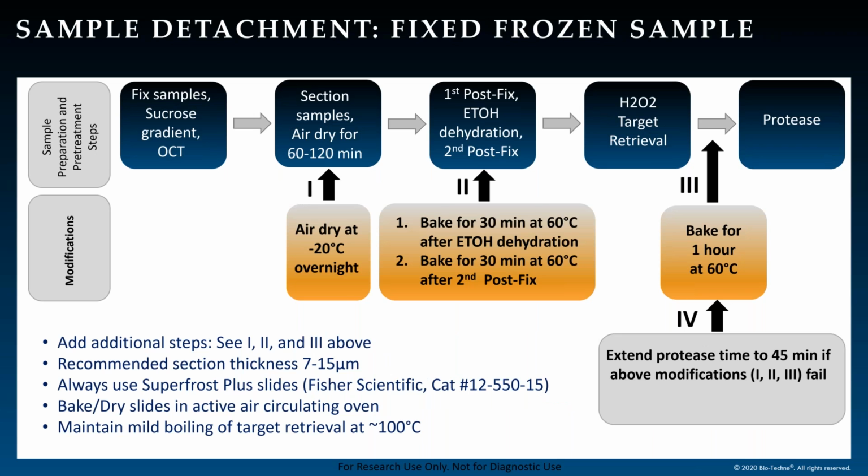For sample detachment issues with fixed frozen tissue, we recommend drying the slides at -20 overnight after cryosectioning and adding a baking step after both post-fixations for 30 minutes at 60 degrees. We have found that the majority of the sample detachment happens after the target retrieval step, and so we recommend adding an additional baking step for 1 hour at 60 degrees before the protease step. After trying steps 1 through 3, if you continue to observe tissue detachment, then we recommend that you extend the protease time to 45 minutes.